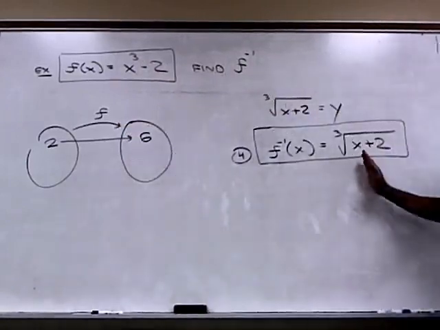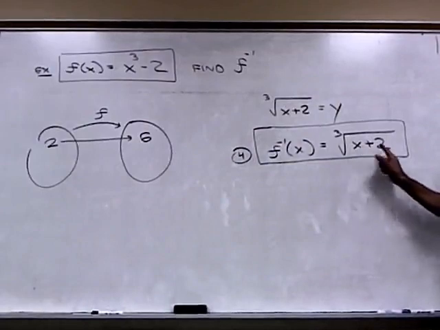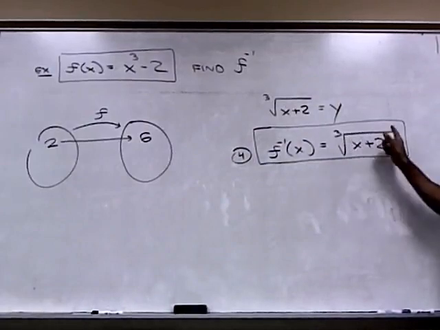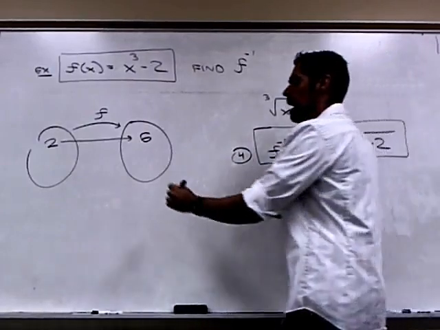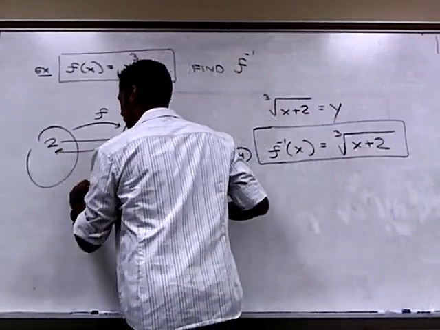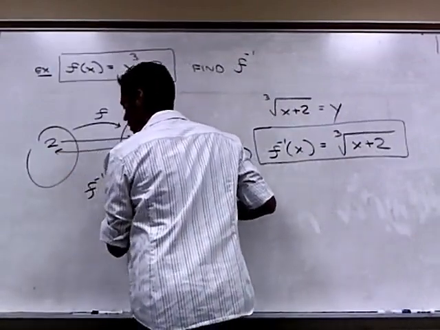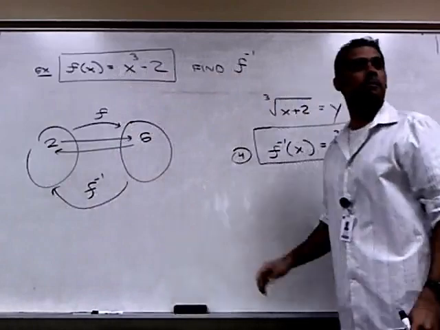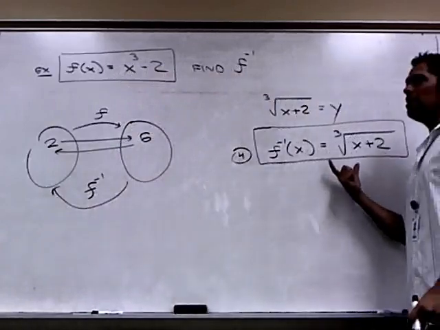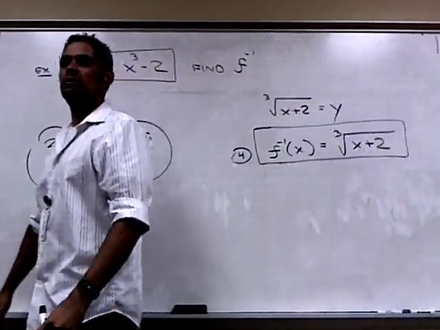So plug 6 in here. What's 6 plus 2? 8. What's the cube root of 8? 2. So it goes back to 2. Right where it came from, back through the inverse. Make sense? We have found a function that undoes that function.